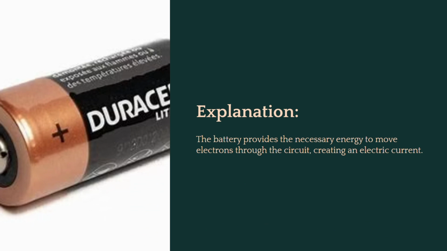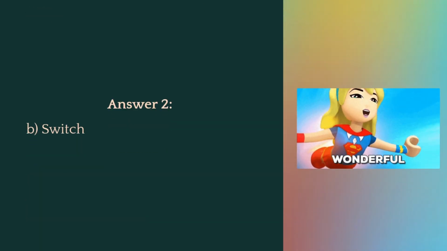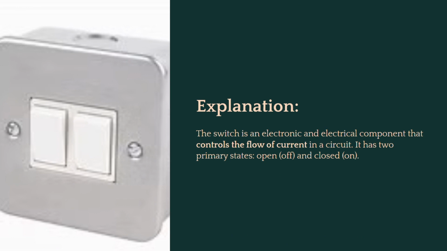Moving on to the next question. Which part of the circuit is used to open or close the circuit? Is it A bulb, B switch, C battery or D wire? And the correct answer to the question is switch. The switch is an electronic and electrical component that controls the flow of current in a circuit. It has two primary states, open, which is the off position, and closed, which is the on position.